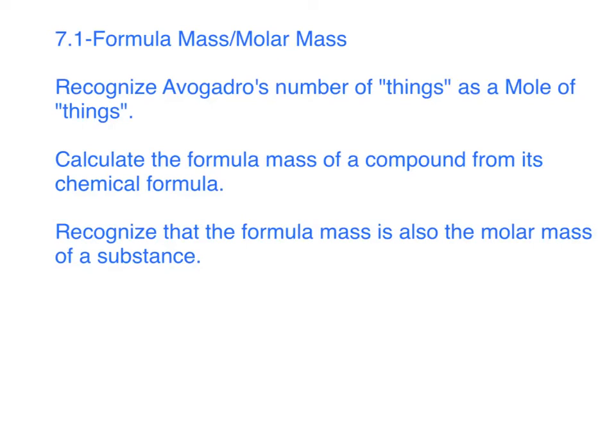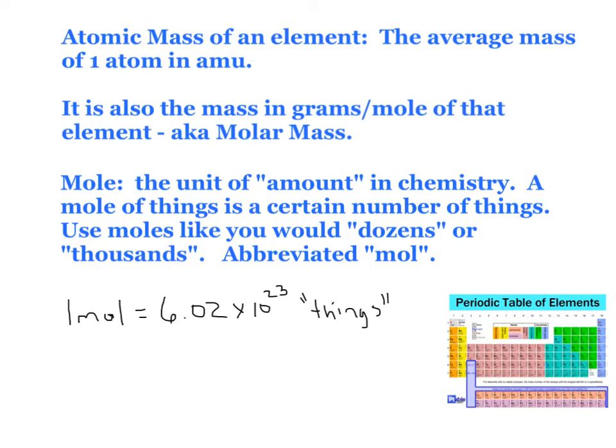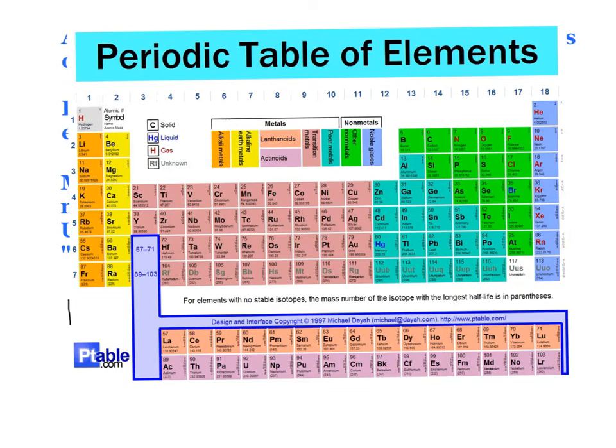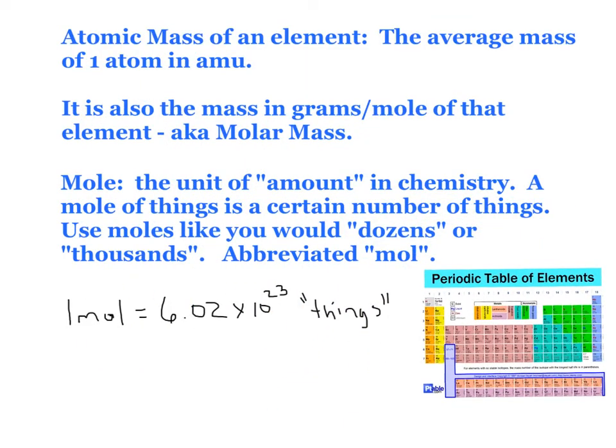So let's get started. Let's review. On the periodic table, there's typically two numbers published for each element. One of them is the atomic number. The other one is the atomic mass, which we told you before is the average mass of an atom of that element in atomic mass units. It would be for hydrogen 1.00794, and for boron 10.811. So those are the atomic masses that we're talking about.